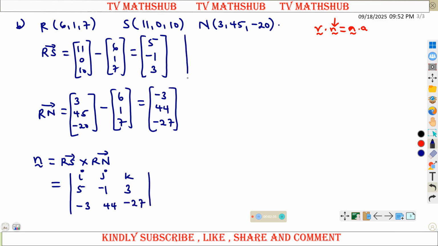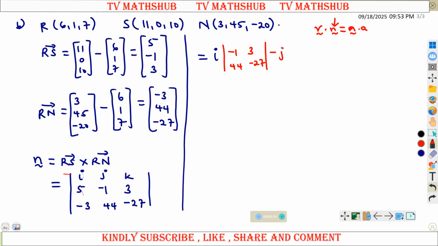So let us see how best we can get n. To cross multiply, we shall have i. Then after having i, we shall cross out this one. We shall delete the first row, first column. So when you delete the first row and this column, you will remain with -1, 3, 44, and -27. So you cross out the first row, first column where i is, and you take the determinant of the remaining entries, and that would be the determinant of -1, 3, 44, and -27.